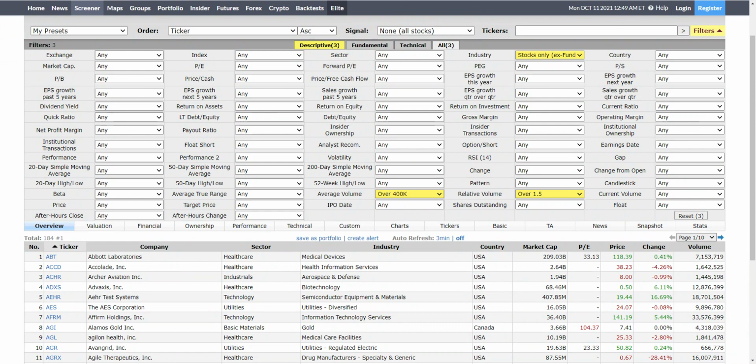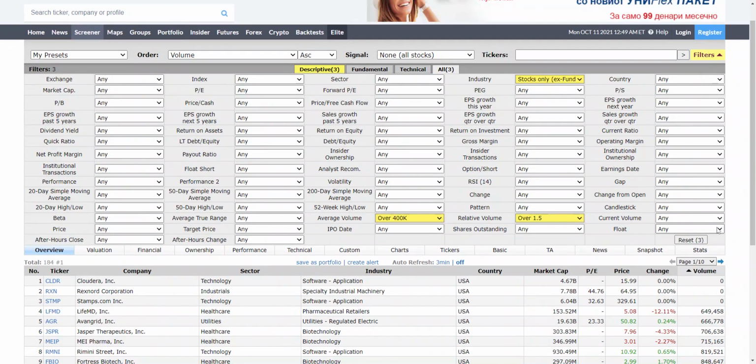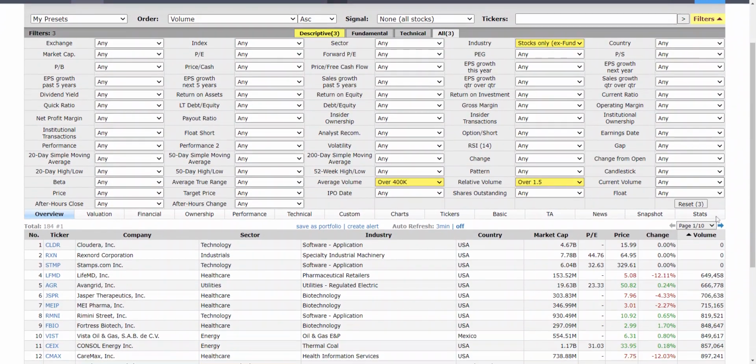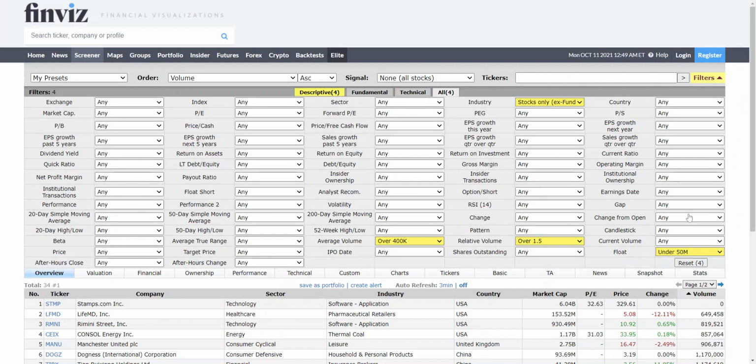So that's what I like to see. After that, I'm always looking for a float. It is always up to you what you want to see, but guys, to be honest, I always go with under 50 million. So yeah, I always go with under 50 million.